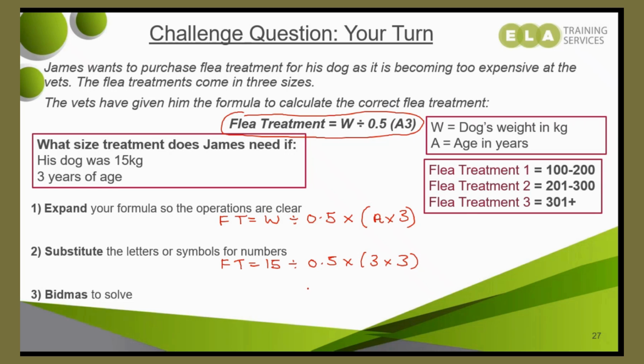Now, all we need to do is follow Bidmas. So our brackets come first. FT equals 15 divided by 0.5 multiplied by 9. Then we have the division. So FT equals 30 times by 9. And we're left with an answer of 270. And our question's asking us to recommend what flea treatment. So flea treatment 1 is an answer of 100 to 200. Flea treatment 2 is an answer of 201 to 300. And flea treatment 3 is an answer of 301 plus. Our answer is 270. So our answer then becomes flea treatment 2.